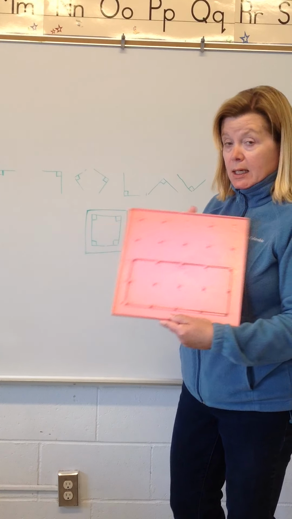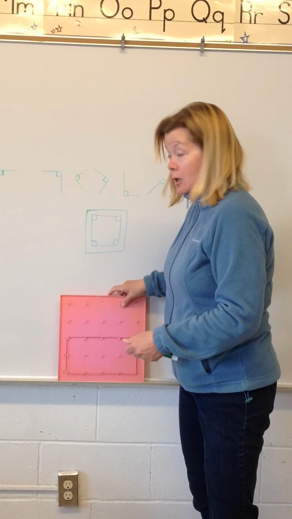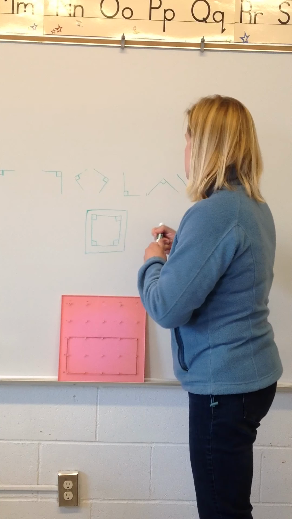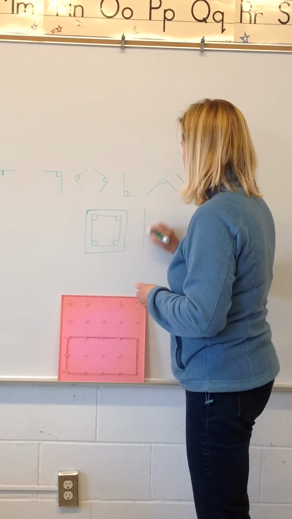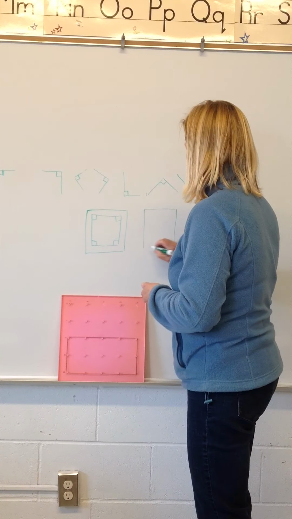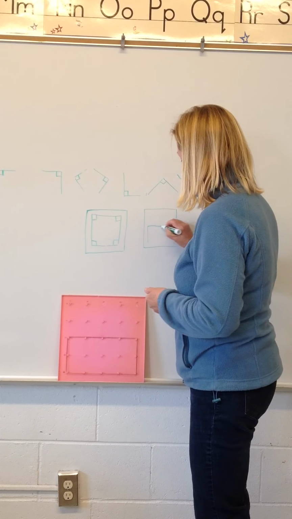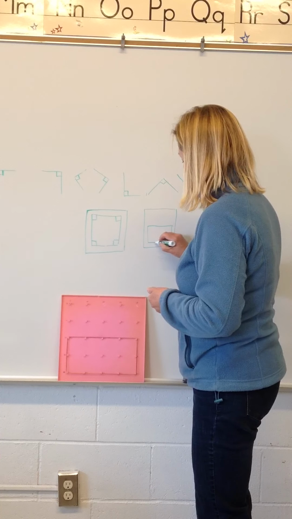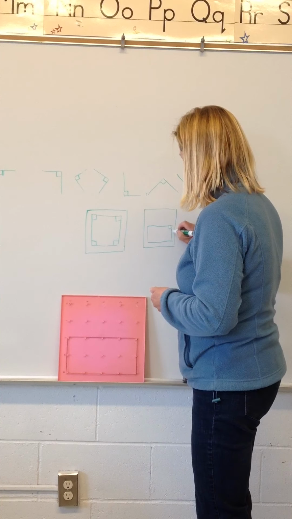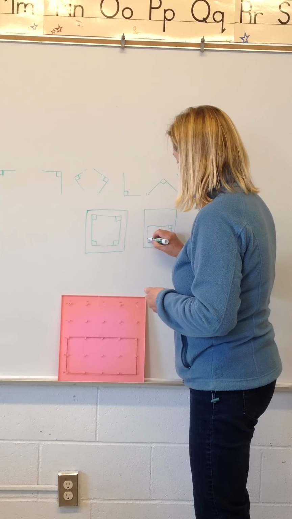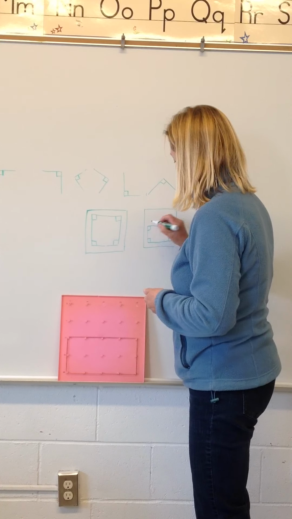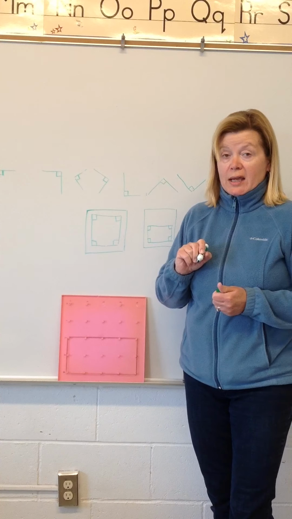You decide on the size. I'll draw a picture of that too. That's my geoboard. There's my rectangle. There are my right angle symbols. That's what you should have.